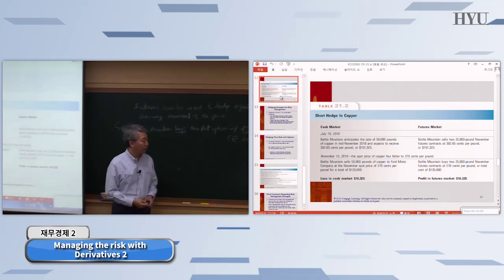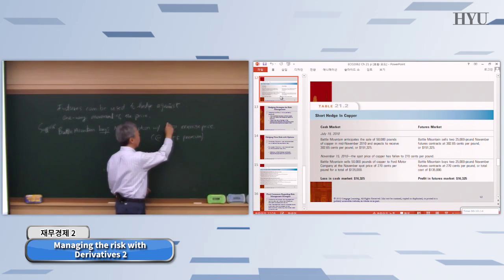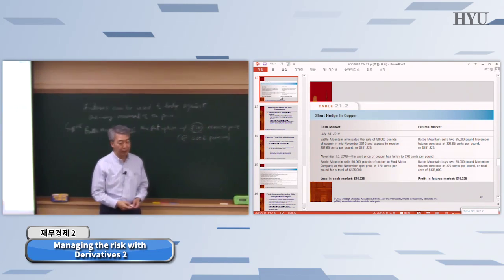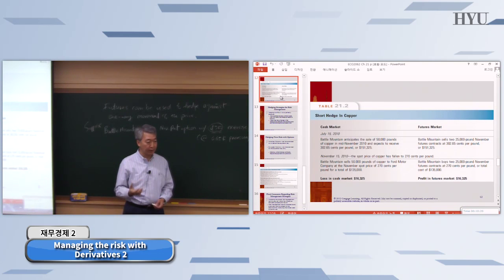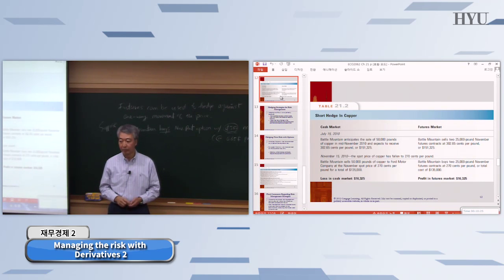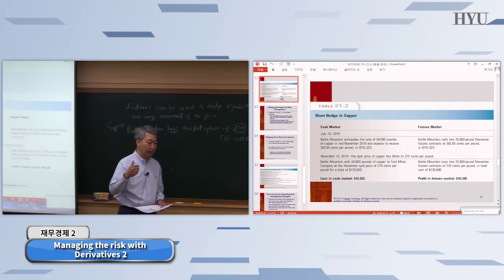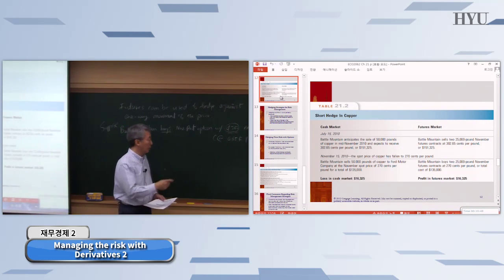So when the expiration day comes, if the market price, spot price, is below 300 cents per pound, then you will exercise this put option and receive 300 cents per pound. Well, if on the expiration day the market price or spot price is above 300 cents, then you don't have to exercise it. You will let it expire. So it's a one-way protection. It's a protection against price going down in this case.